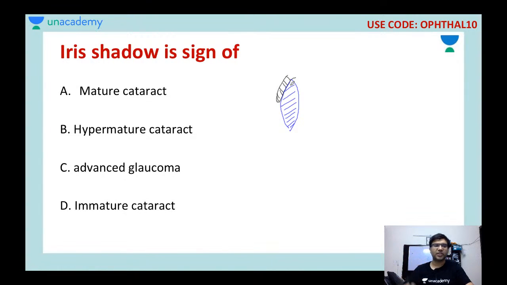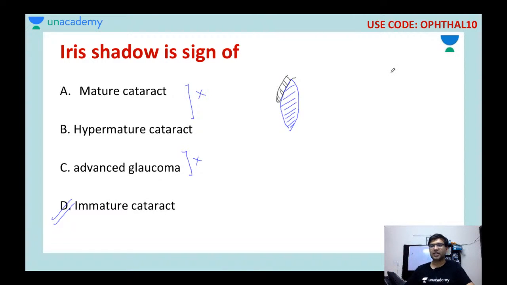Because there is no intervening space, there is no shadow that can be formed. So in a mature and hypermature cataract you cannot have a shadow. The same thing is in glaucoma, because there is no opacity, the lens is clear, so you do not have a surface at which the shadow can be formed. So the answer here is D, that is immature cataract.